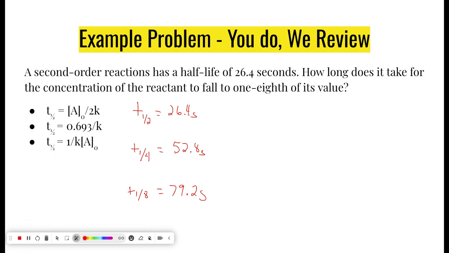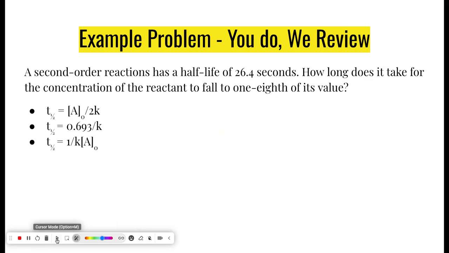Guys, all I did to solve this problem is I kept taking successive half-lives until we were at 1/8 the concentration. So they gave us the half-life. So then I took the half-life again, so that would be a quarter of the concentration at 52.8 seconds. And then I took the half-life again when presumably that was halved, and that would have been 1/8 of its concentration, which would have been 79.2 seconds. So again, all I did was take successive half-lives until we got to 1/8 of the original value.